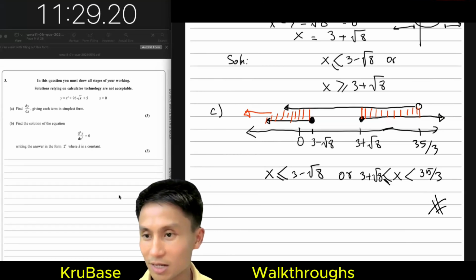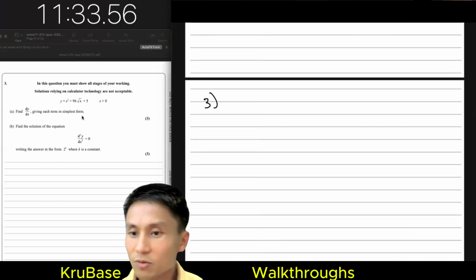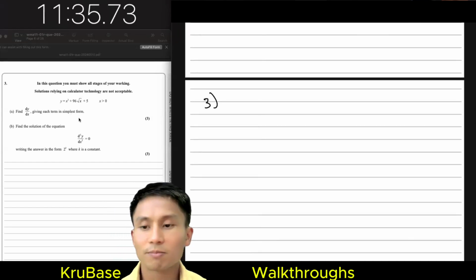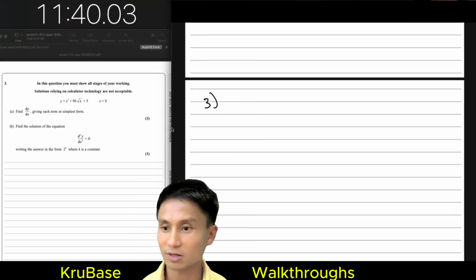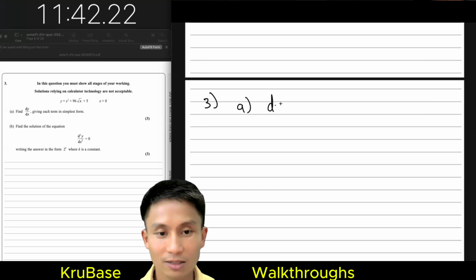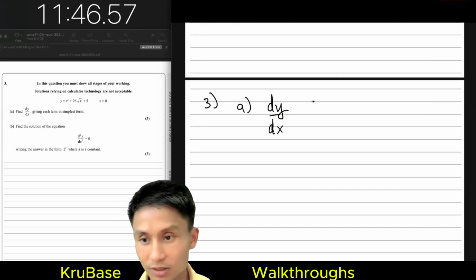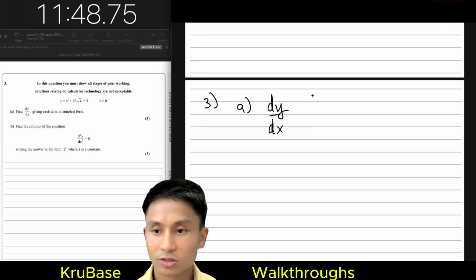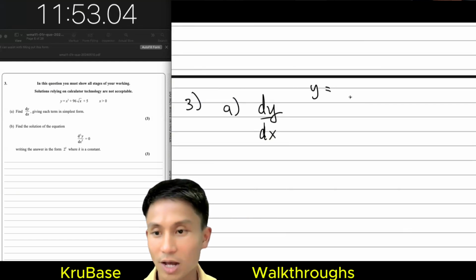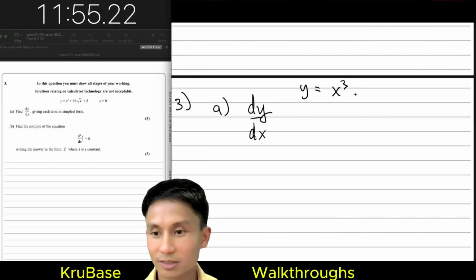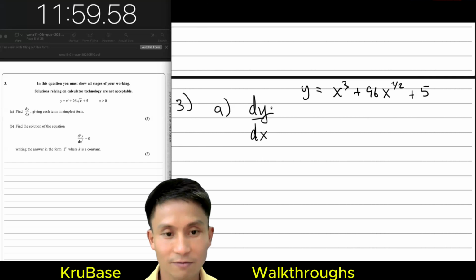Now, let's get to the next one, question 3, right? Question 3: y equals x cubed plus 96 root x plus 5, where x is greater than 0. Find dy by dx, the derivative, giving each term in the simplest form. All right. So we can change y to the index form first again: x cubed plus 96 x to the half plus 5.